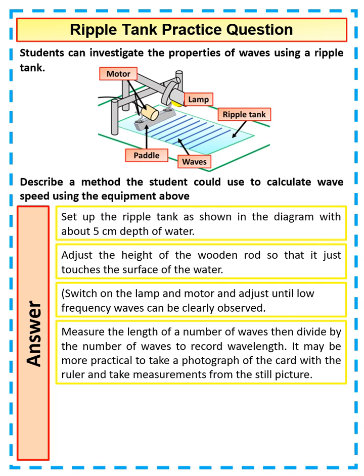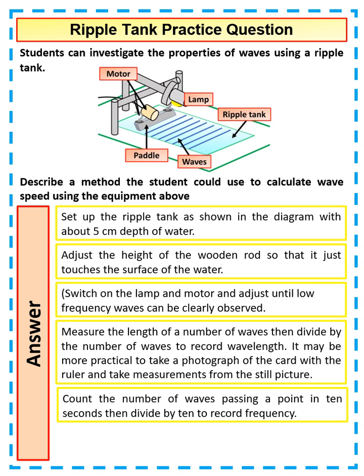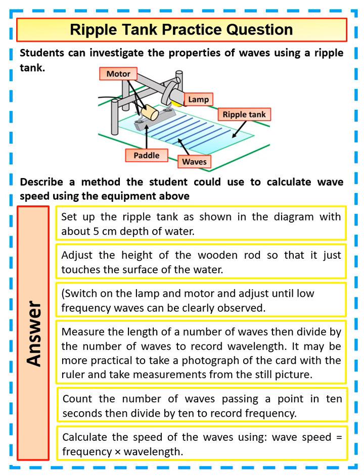You can then go with a ruler and measure the number and the length of each wave. Sometimes you can't get them all, it'll be easier if you take a photograph of it because then it won't be moving. You can then count the number of waves passing at one point in a 10-second period to get the frequency. Then finally you can use that and use this equation to calculate the wave speed.